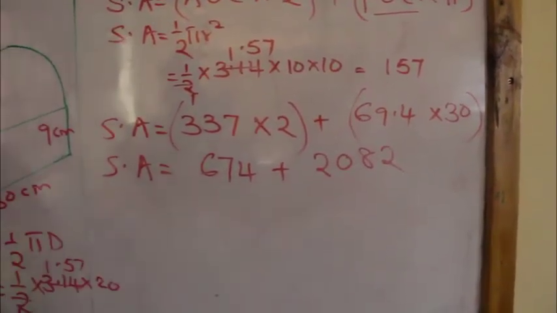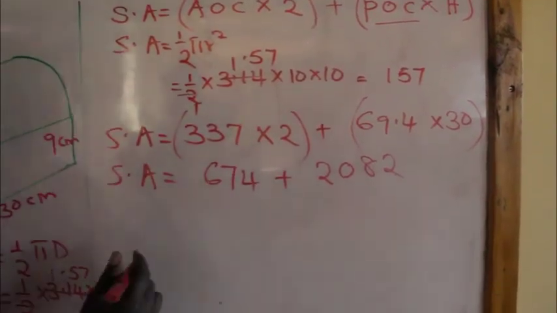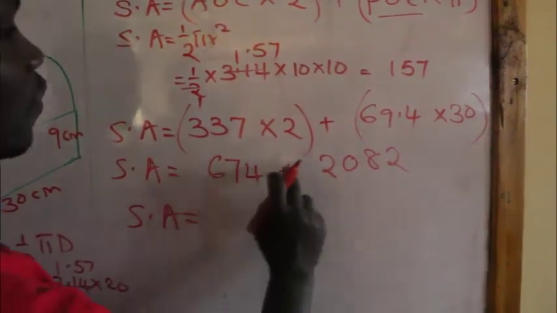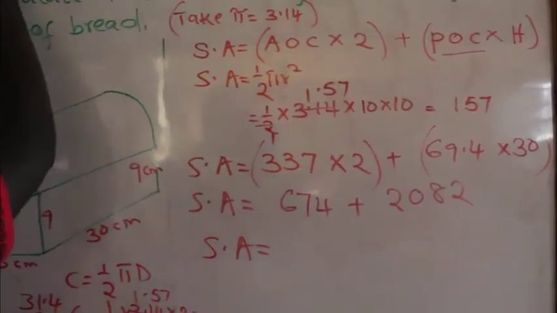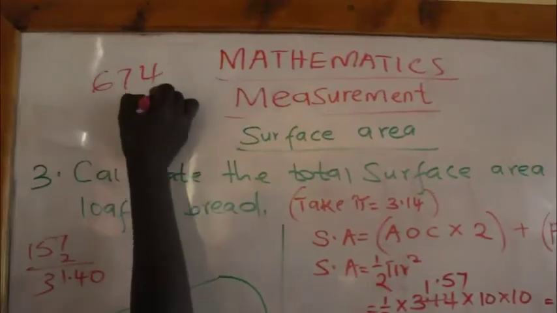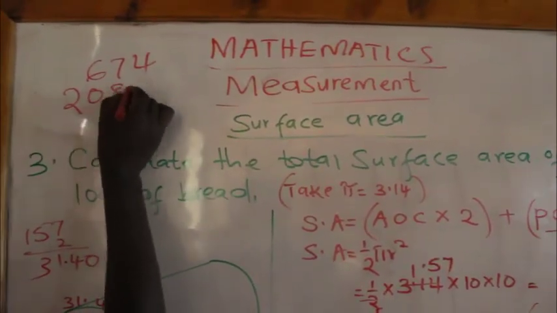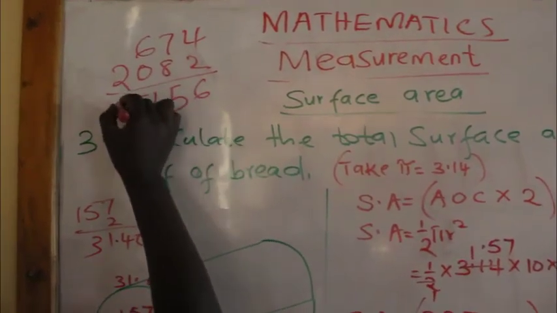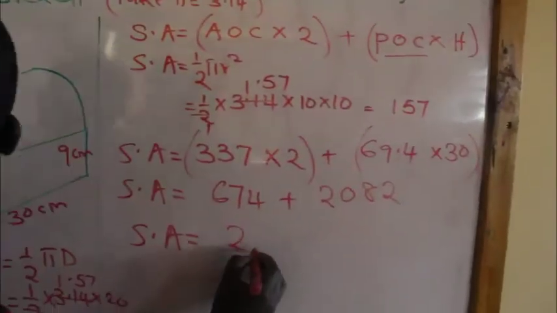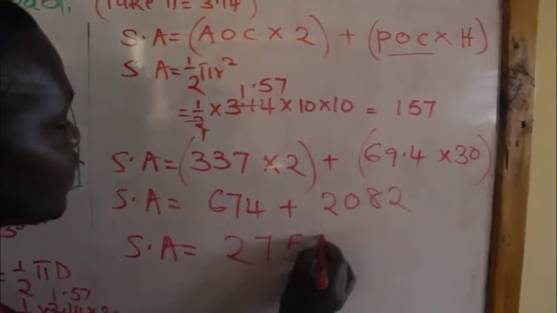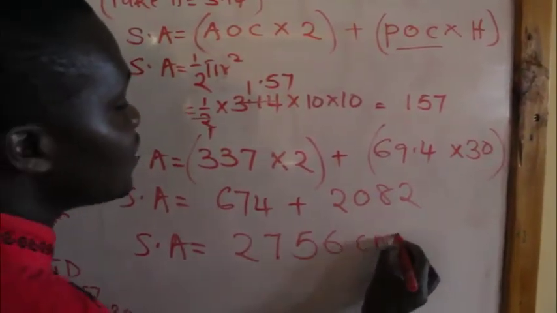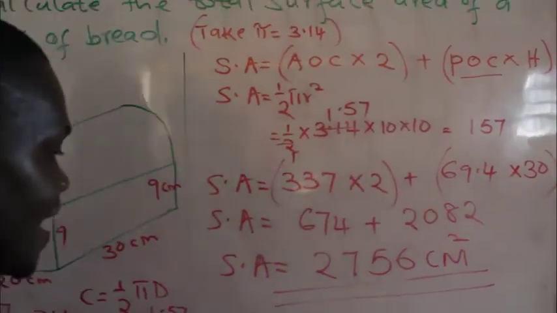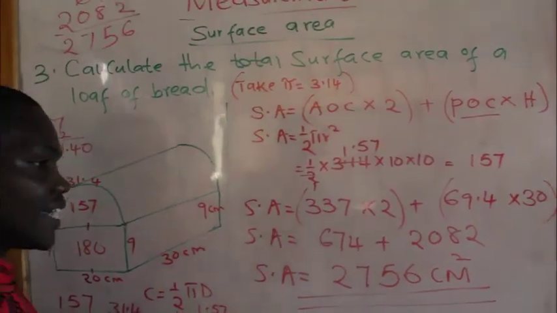So learners, by adding the 2, we will be able to conclude our total surface area. So it is 674 plus 2082. So this is 6, 15, 7, 2. So we have 2756. The units are centimeters squared. So you just apply the formula and then you'll find yourself landing on a very correct answer.